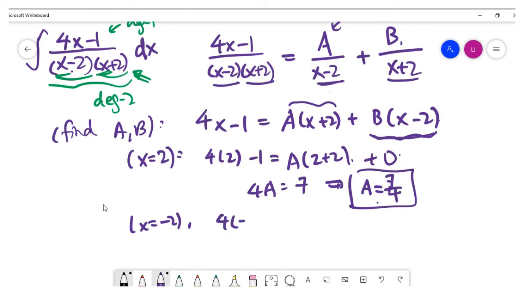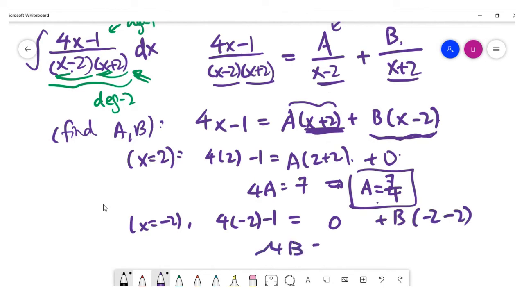So now the left-hand side is 4 times minus 2 minus 1, and the first term, which has the A, is already 0, because x plus 2 is now 0, since we set x to be minus 2. And B times minus 2 minus 2, right? So minus 4B, which I push to the left, actually equals minus 9, which means B is actually minus 9 divided by minus 4. So B is actually 9 over 4. Now keep these two values in your mind.